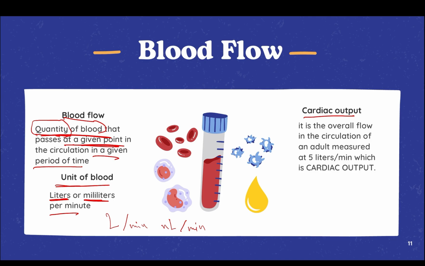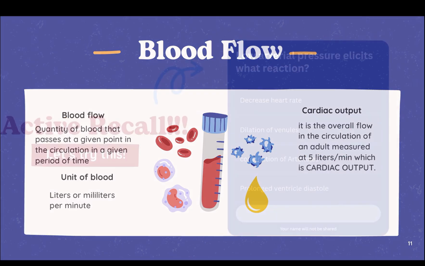Then we have the cardiac output. What is the cardiac output? The cardiac output is the overall flow in the circulation of an adult. It is measured at 5 liters per minute, and that is the cardiac output. So overall flow is the cardiac output.